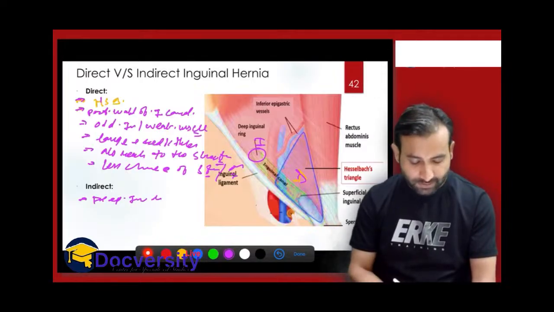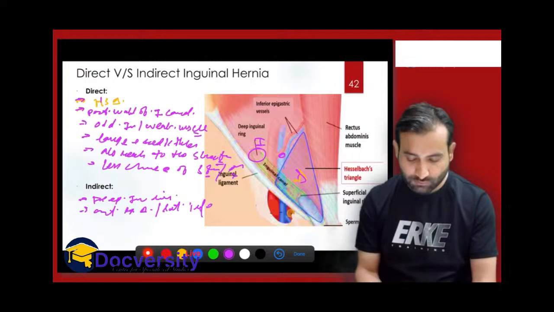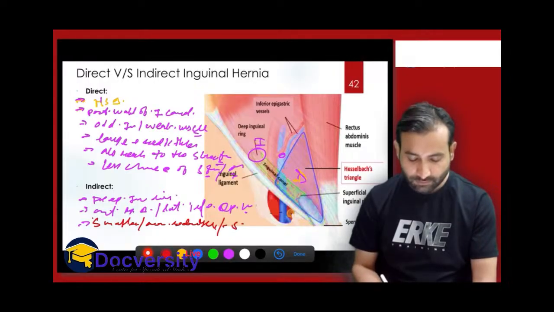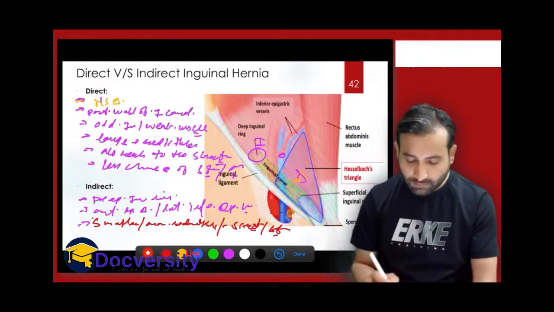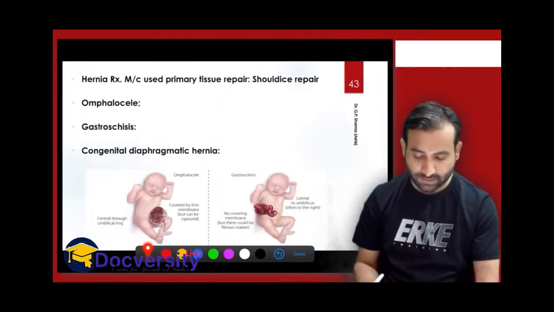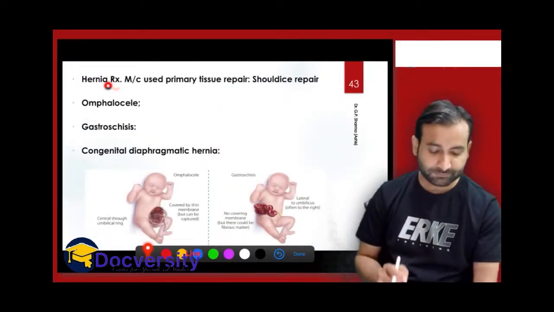Indirect is coming from the deep inguinal ring. It is outside the Hesselbach triangle, right? Outside the Hesselbach triangle means it's lateral to the inferior epigastric vessel. Remember, this is a question in the exam. Okay, and this is smaller in size, but it is non-reducible or hard to reduce. It reaches to the scrotum. Another point is that strangulation, higher chances. So please remember, these are the differences between these two. They will ask you in the exam.